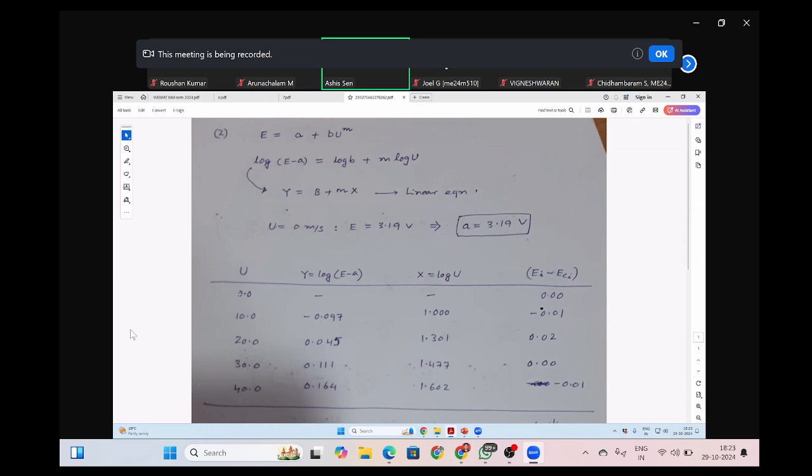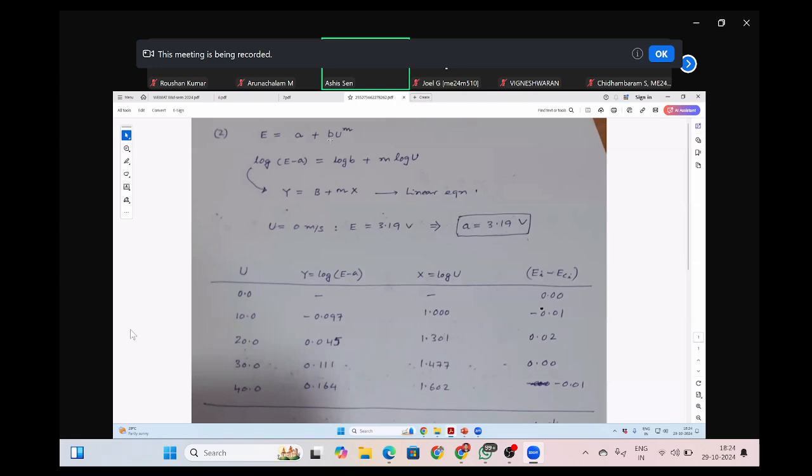Now, u is 0, right? And when u is 0, E minus A is 0. So log of 0 is not defined. So that means you don't have any information here. Also, when u is 0, log of 0 is not defined, so you don't have any other information.